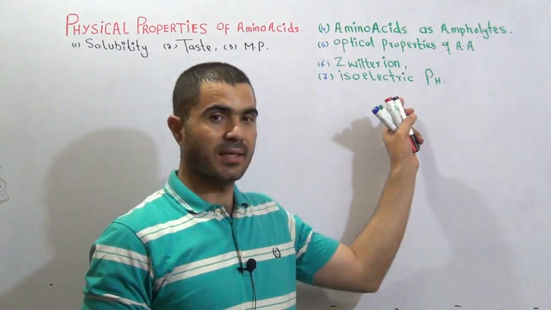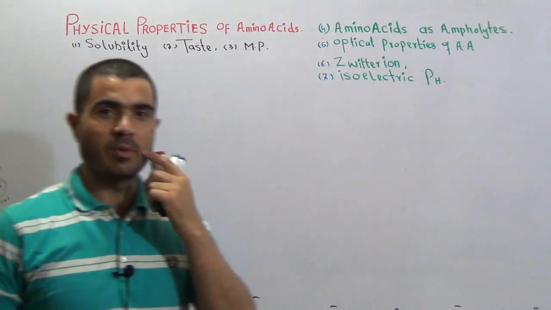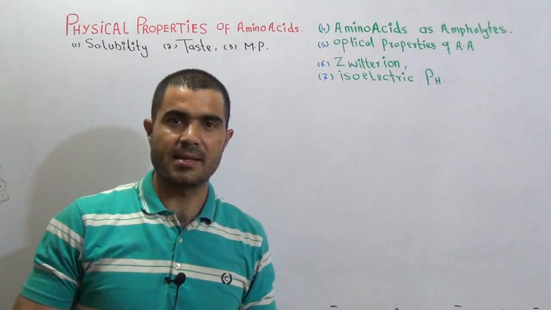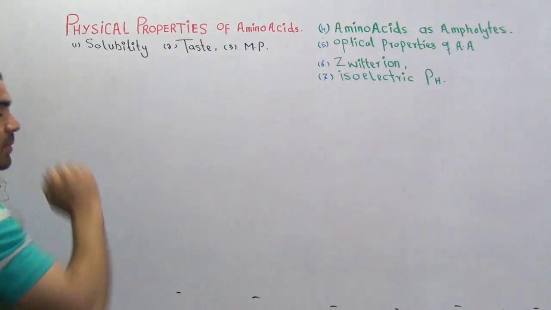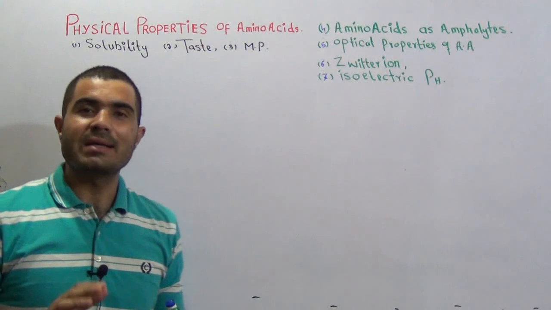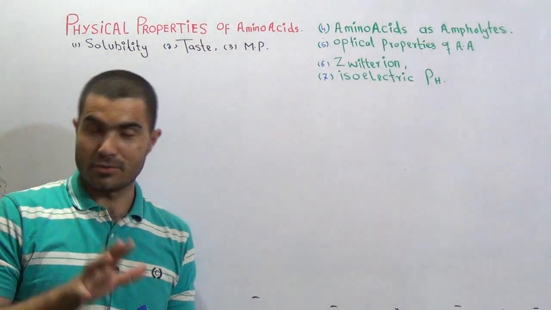We will discuss these in detail, but before that, there are 3 easy physical properties that we will discuss orally, and there will be no need to write them on the whiteboard. The first one is solubility. Amino acids are soluble in water, and they are not soluble in organic solvents.